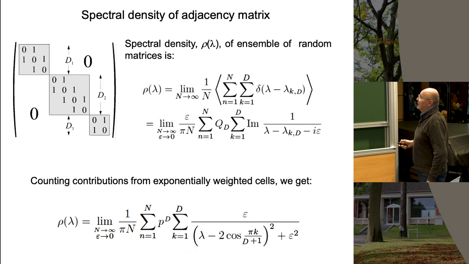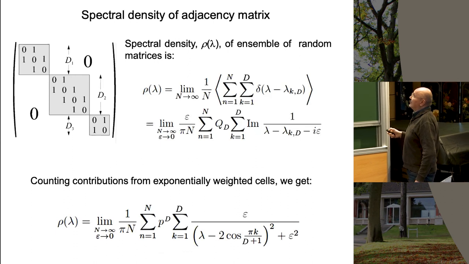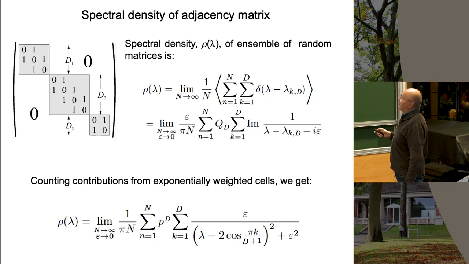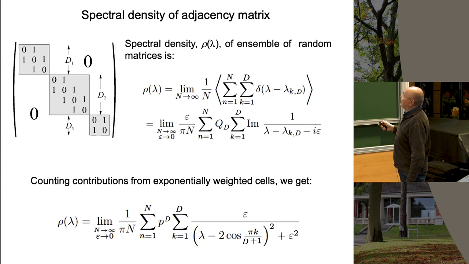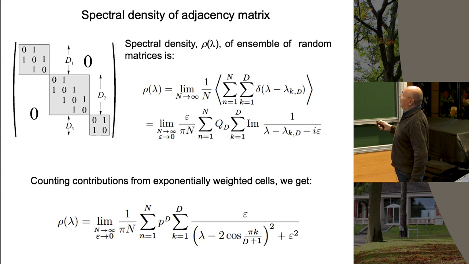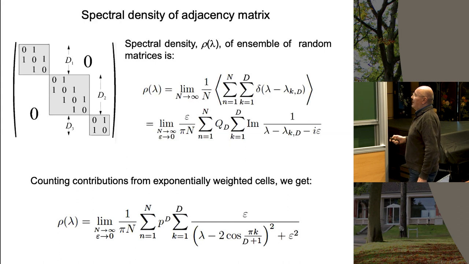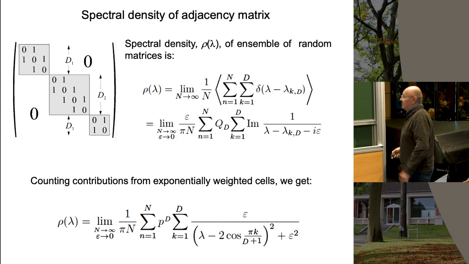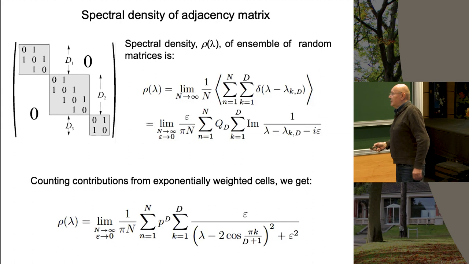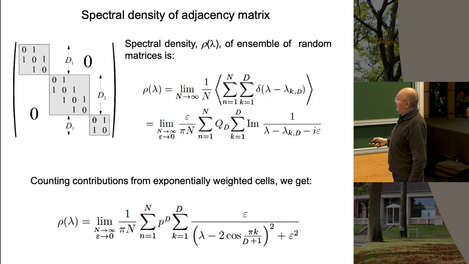How does it look if we are interested in the spectral density? This is a bit more tricky, but this is the formal definition. I should take some lambda, the eigenvalue, and then compute the expectation of the delta function of this sum. So, a double sum, rather tricky. But okay, we can try to analyze it.